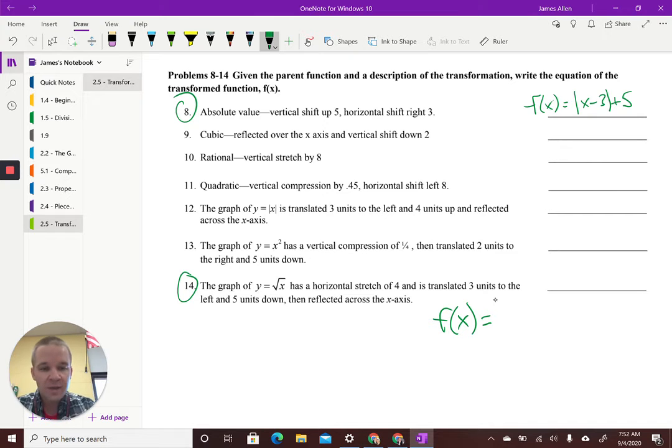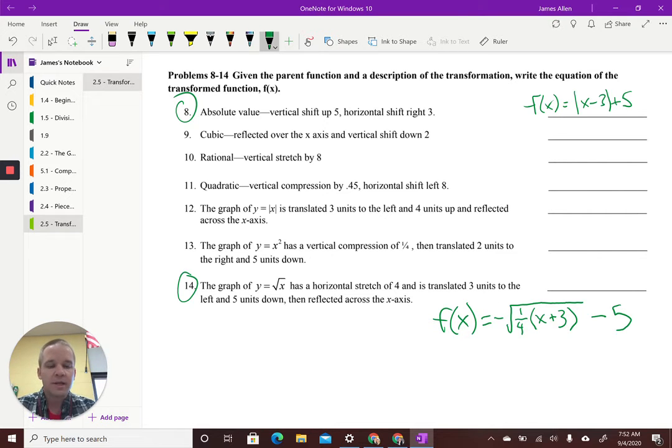So that reflection across the x-axis actually happens first. That's out in front. Now I have a horizontal stretch of 4, so that means there's a 1/4 going on, right? Okay. And then we have a translation of 3 units to the left, so x plus 3. I like to be very careful with these. And we're going 5 units down, so that's going to be on the outside.